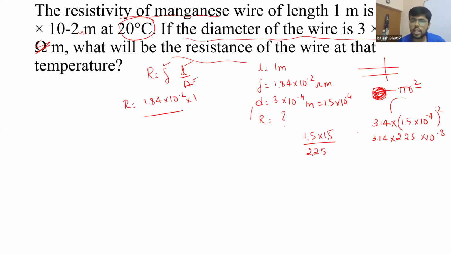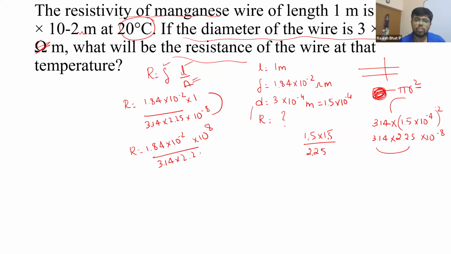So basically area is, now you can multiply these both. Or I'll just write quickly here 3.14 into 2.25 into 10 power minus 8. So now resistance is equal to 1.84 into 10 power minus 2. This will go to the numerator, means what will happen to this? It will become 10 power 8. Denominator as it is 3.14 into 2.25. Therefore, resistance is equal to 1.84 into 10 power minus 2 plus 8.